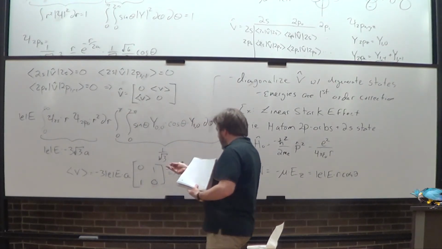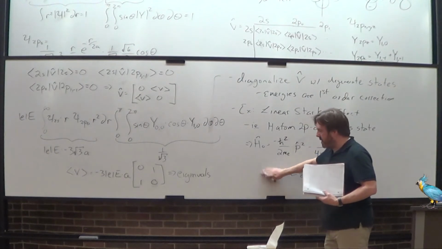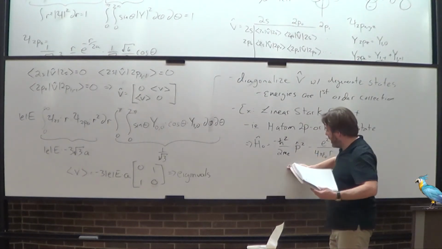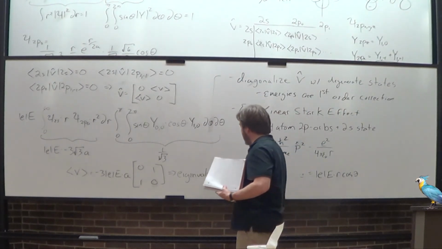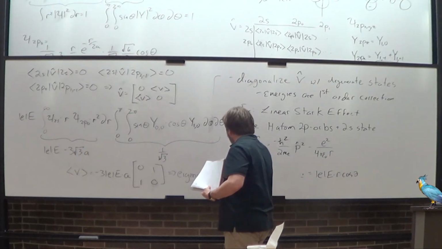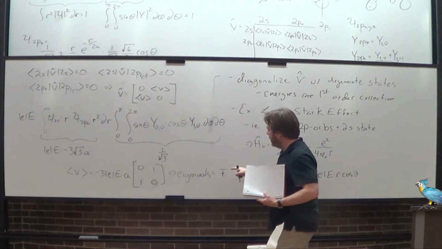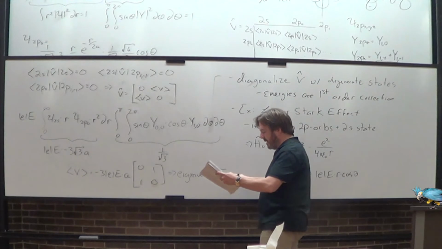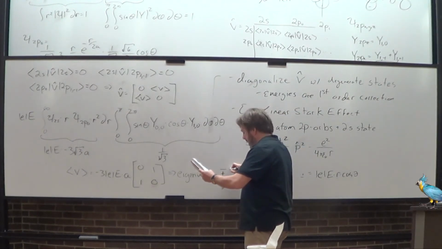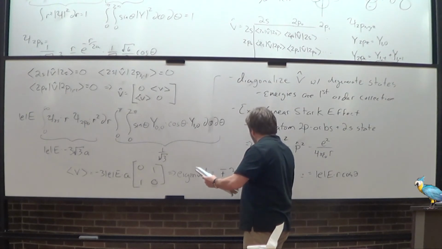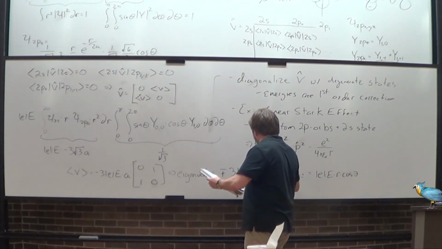So I plug that into MATLAB. You're going to be doing this actually pretty soon. I plug this into MATLAB and I say, hey MATLAB, what's the eigenvalues? And it says they are minus plus. Okay, so the ground state is minus and the first excited state is plus. And guess what? It's just 3. It's the same as the elements. E times A. Okay.